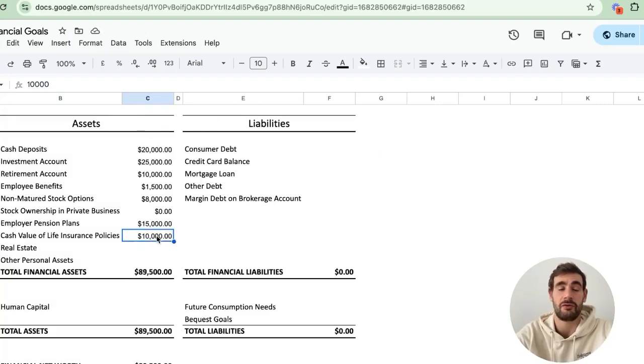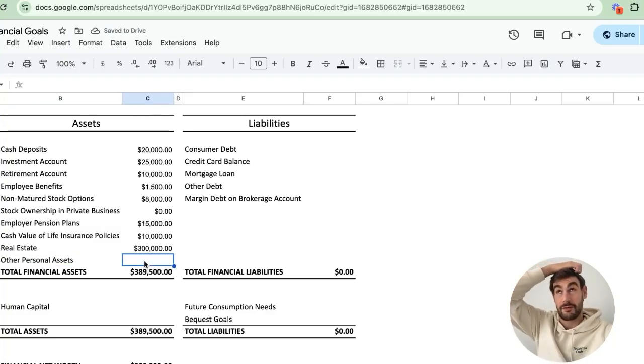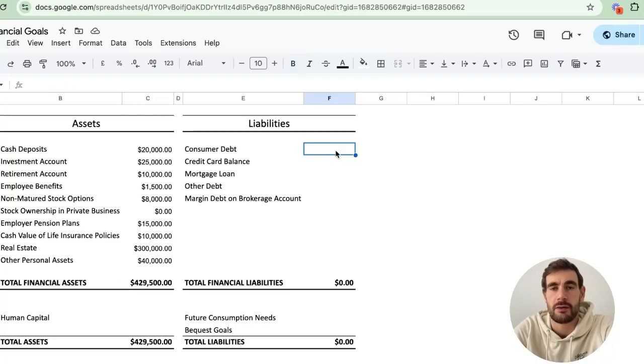Roughly, the cash value of a life insurance policy is the portfolio value that is behind the life insurance that you subscribed to. Real estate: if you own a house or a property, you can include it here. So, for example, 300,000. Other personal assets: let's say we have a car, a phone, clothes, a motorbike. Everything else that does not fit in the previous categories will be included here. So here we can see that the total financial assets are around 429,500.